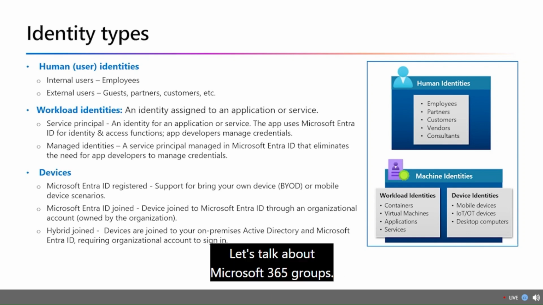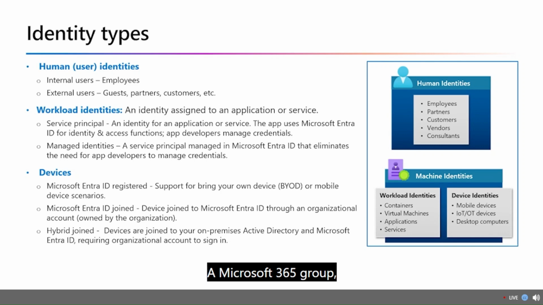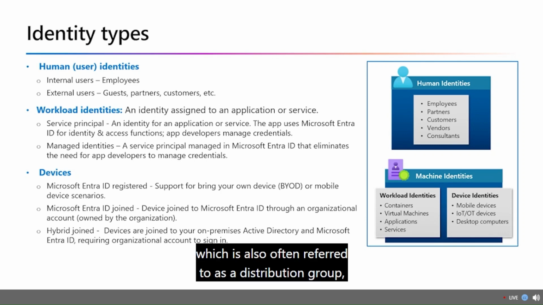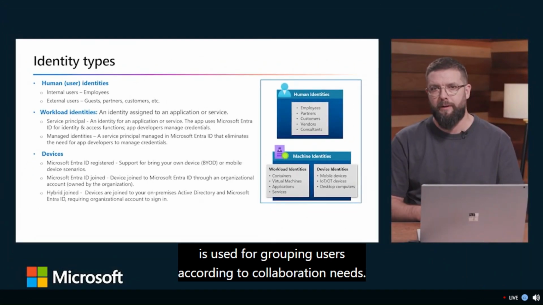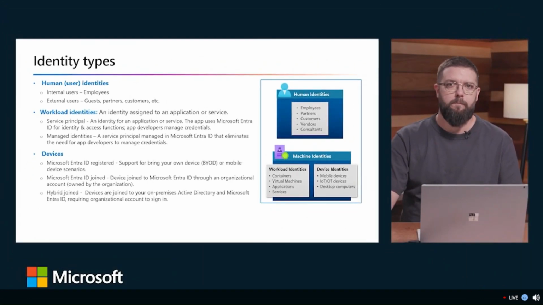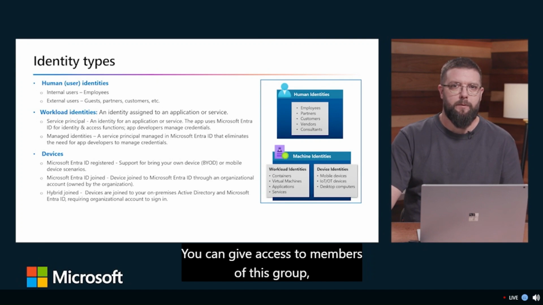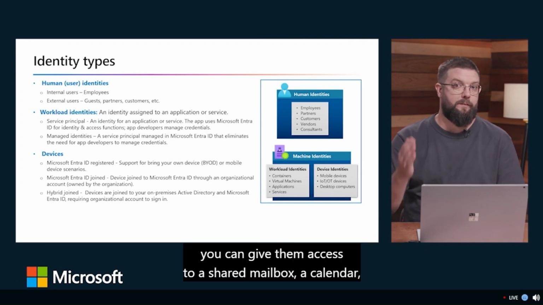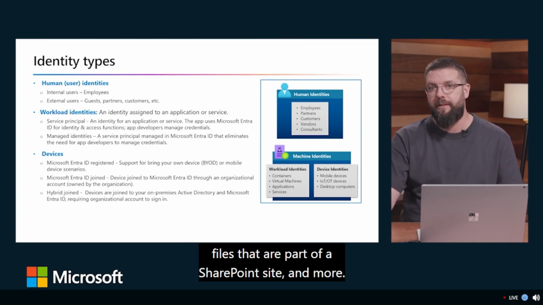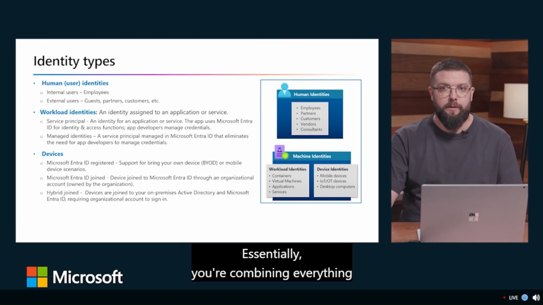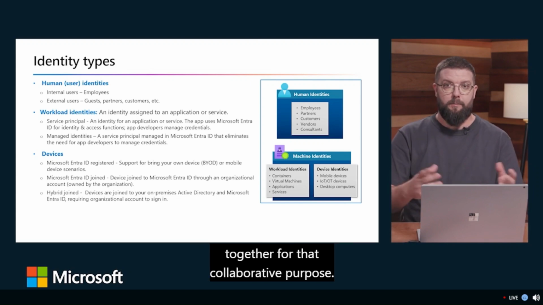Let's talk about Microsoft 365 groups. A Microsoft 365 group, which is also often referred to as a distribution group, is used for grouping users according to collaboration needs. You can give access to members of this group. You can give them access to a shared mailbox, a calendar, files that are part of a SharePoint site, and more, essentially. You're combining everything together for that collaborative purpose.